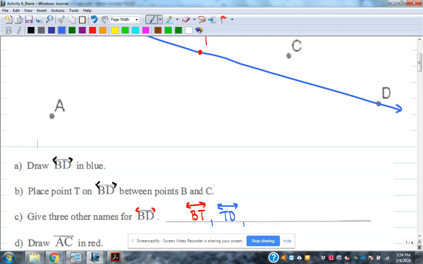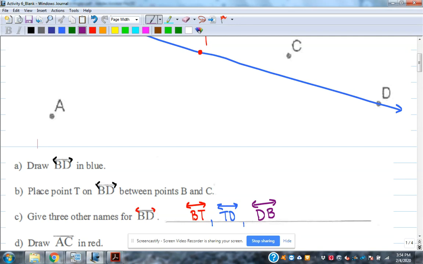Exactly. Order doesn't matter. So yeah, DB would be a great one. Just go in the other direction. It's still the same line. All 3 of those names indicate the same object. They're just naming it differently, using other points or a different direction, starting in a different spot. Okay, so because it's a line, we can change the order of the letters, as long as we have 2 letters that are on there.